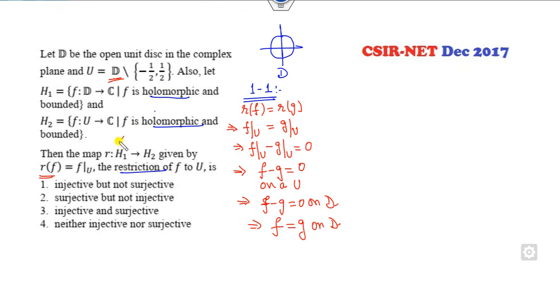So what is that? H1 is mapped to this. What is the meaning of that? It is one-one. So F is injective. F is not injective, cancel.